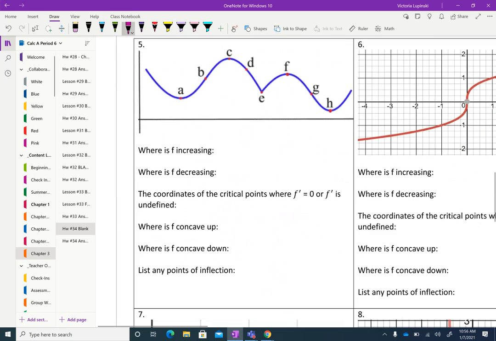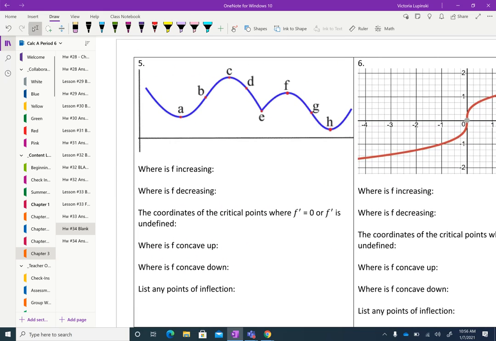Okay, let's take a look then at number 5. Number 5 has no equations and has no numbers. So we're going to give our answers only in terms of letters, which is perfectly fine. The first thing I want to do is highlight the fact that at E, that is what is considered to be a cusp.